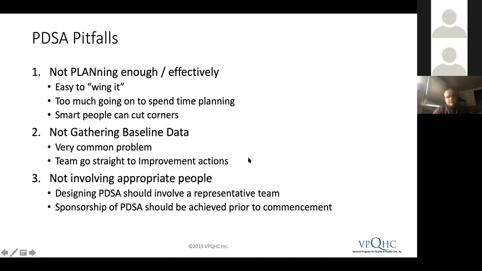So, pitfalls. First one, and hopefully by now, if there's one message that you've got, it's that you've got to plan this effectively. And the first part of planning it is actually identifying what you want to work on. It's easy to wing it, and sometimes you get away with that, and that's fine. Smart people can and do cut corners. I've seen it many times. I see it almost daily.